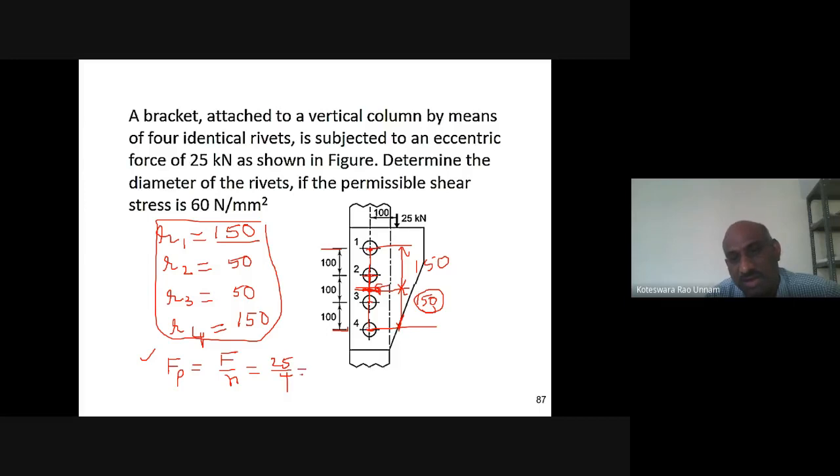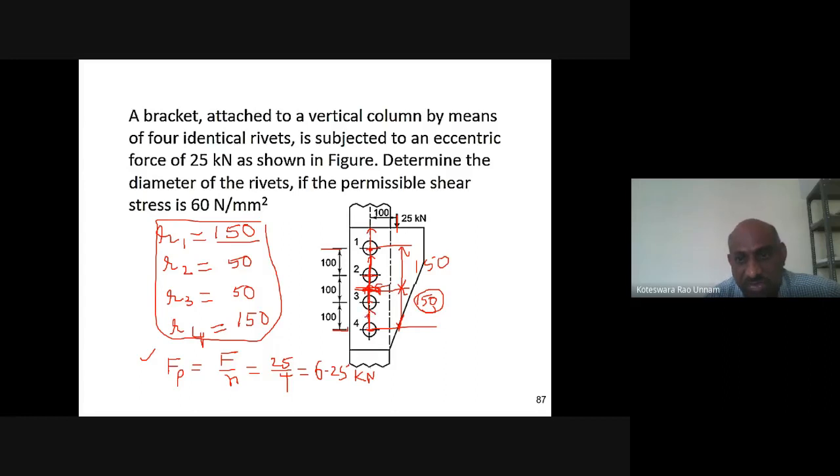So you got it as 6.25 kilonewtons. So in which direction is it going to act? Here the applied load is acting vertically downward. So here you have 6.25 kilonewtons vertically upward for all the rivets. For all the rivets it is the same and it will act in the same direction.